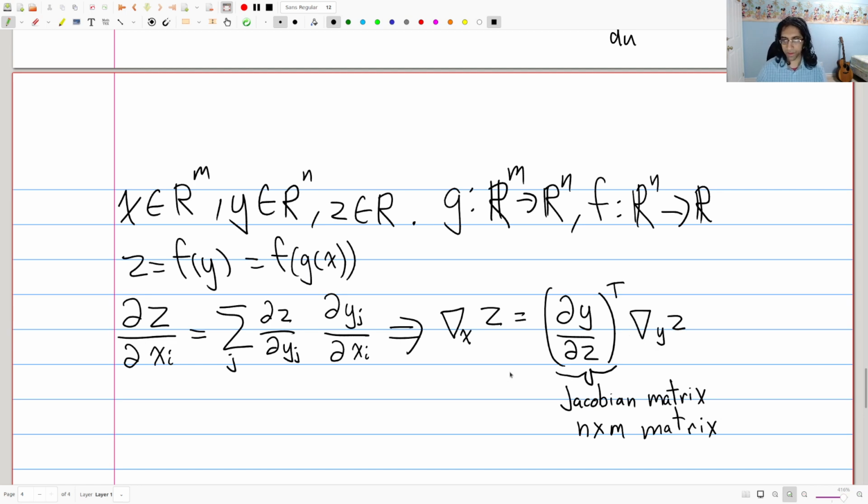Okay, and what does this say? This says that if we want the gradient with respect to x, then we can take the gradient with respect to y, which is the intermediate thing, and then do a matrix-vector product with the Jacobian of the other layer. So that just decomposes it into two layers.